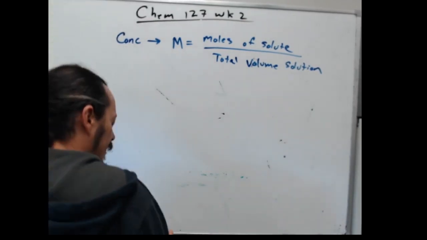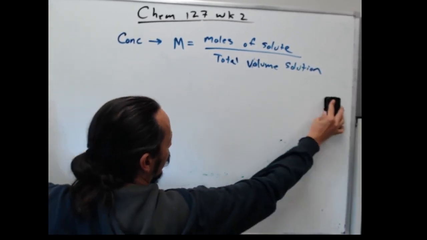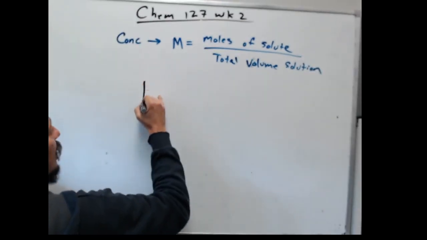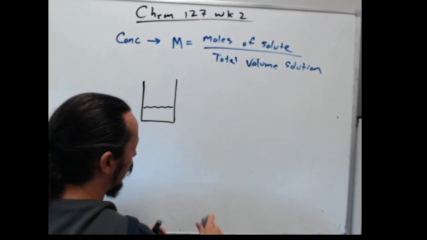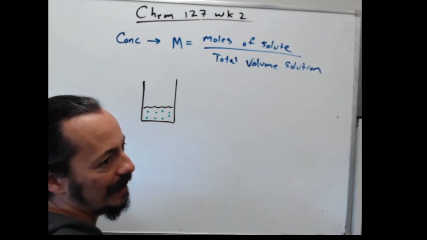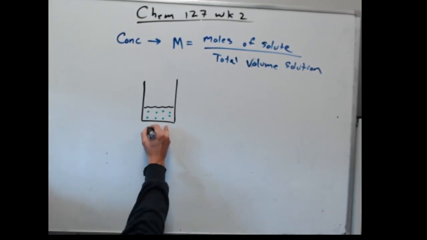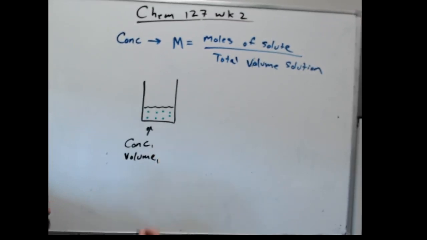So let's do this in a simpler way to start, and just think about it. I've got a container. It's got some water in it, and I make a lime Gatorade. Now it's got some amount of lime Gatorade in it. The amount would be a number, right? That's where it's going to be moles. So I could say this solution has a concentration and a volume associated with it. We'll call it concentration 1 and volume 1.